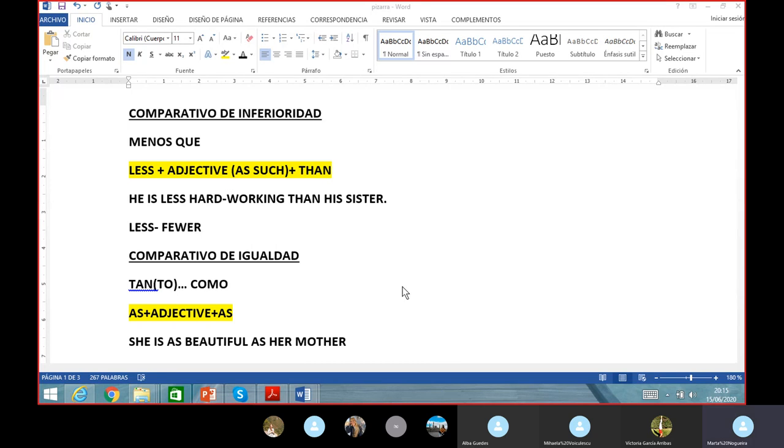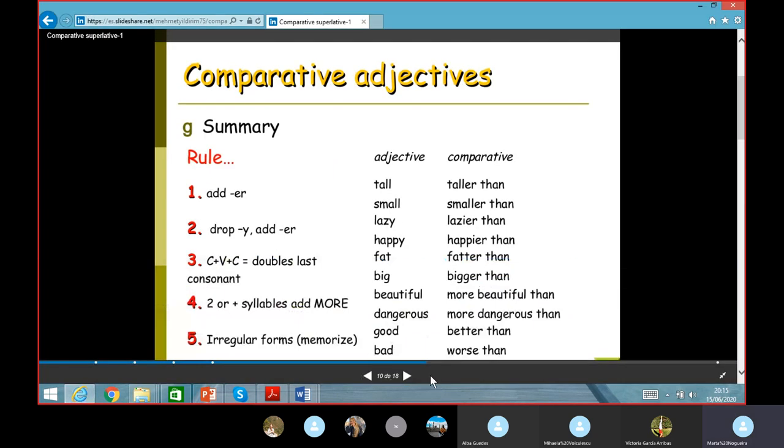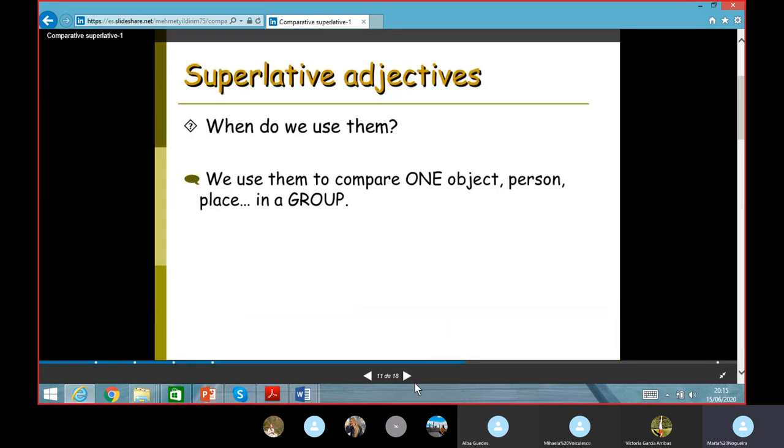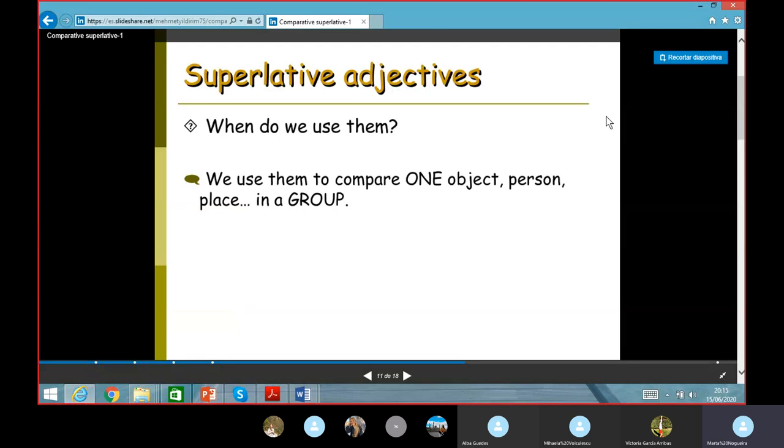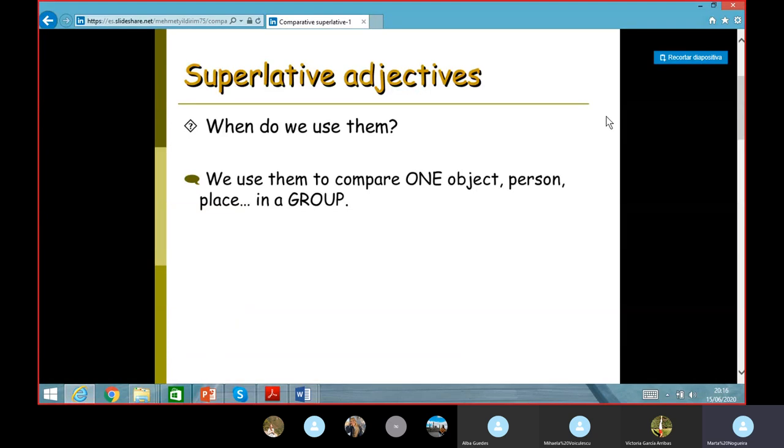And now we're going to see the superlatives. So, when do we use superlatives? We've seen comparatives, like the normal comparatives, and then we've got this, the comparative of inferiority and equality. And now we're going to see superlatives. We use them to compare one object, one person, one place, one whatever, in a group. Within one group, this is the best person or the nicest person of the class, the tallest person in the room, the easiest exercise in the world.